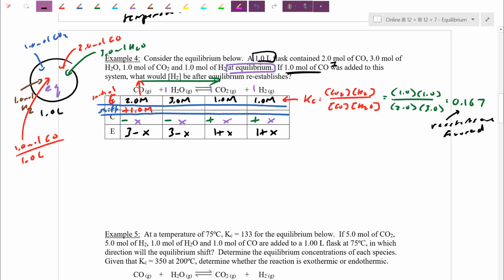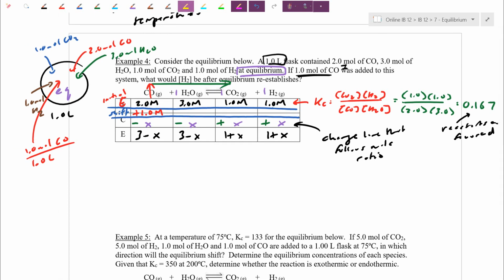Because it was an unknown, it was an x, but I just have to remind you that it's only the change line that follows the mole ratio. That's the only time that the reaction is actually occurring. Just because it was a 1 to 1 to 1 ratio doesn't mean, oh, I put in 1 molar CO2, 1 molar H2, I have to put in 1 molar CO or 1 molar H2. It's totally up to me how much I put in. It's just when the reaction occurs, and the only time the reaction is occurring is during this change line.